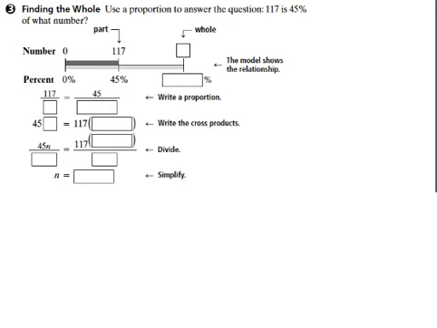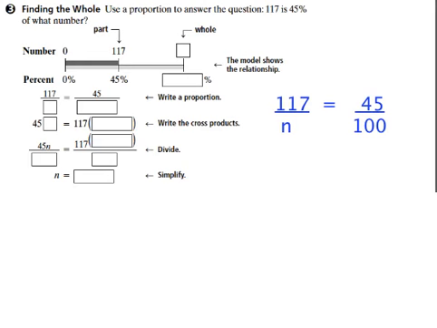Number 3, finding the whole. Use a proportion to answer the question, 117 is 45% of what number? We don't know the number after the word of, so that's going to be our variable. So the ratio on the left-hand side is going to have n on the bottom. Now we know the percent, it's 45%. The second ratio can be written as 45 over 100. The part is what we're given, it's 117. So we have 117 over n equals 45 over 100.